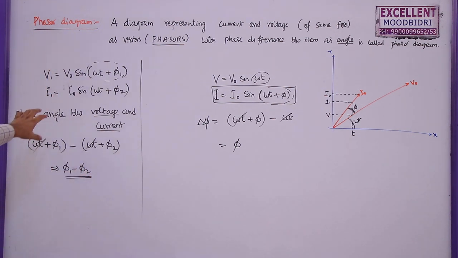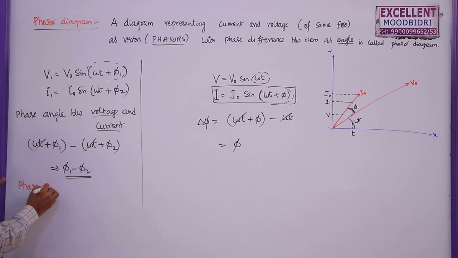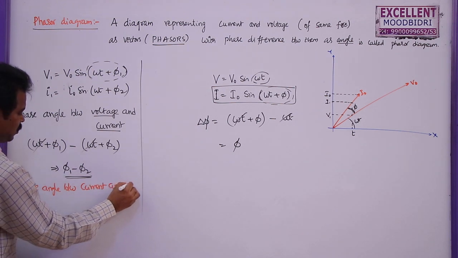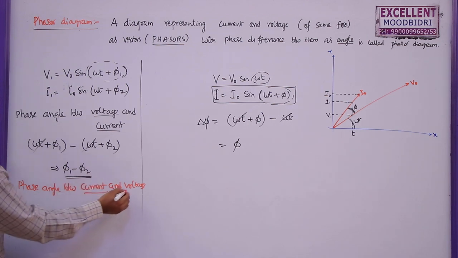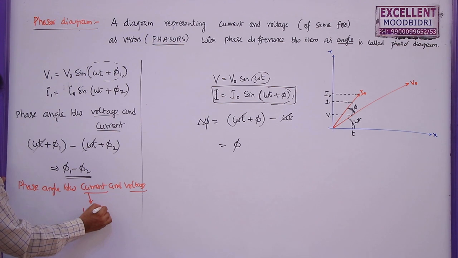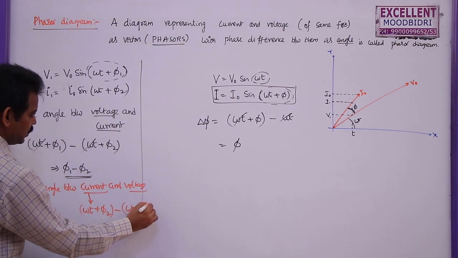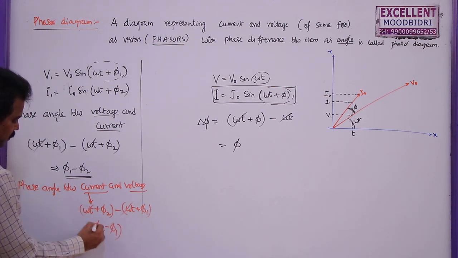Suppose in this same question, they ask you to find the phase angle between current and voltage, then first you need to write current and then voltage. So the phase angle of current is omega t plus phi 2, minus voltage, omega t plus phi 1. These two get cancelled. This will become phi 2 minus phi 1.